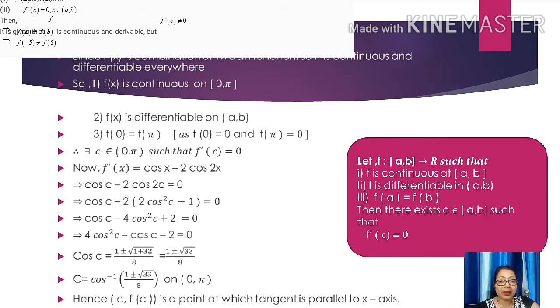So after calculation we are getting a quadratic equation, that is 4 cos square c minus cos c minus 2 is equal to 0. So by the quadratic formula the value of cos c is (1 plus minus root 33) by 8, which belongs to the interval 0 to pi. So Rolle's theorem is verified. Now we can say that at the point (c, f(c)) we will get one tangent which is parallel to the x-axis.